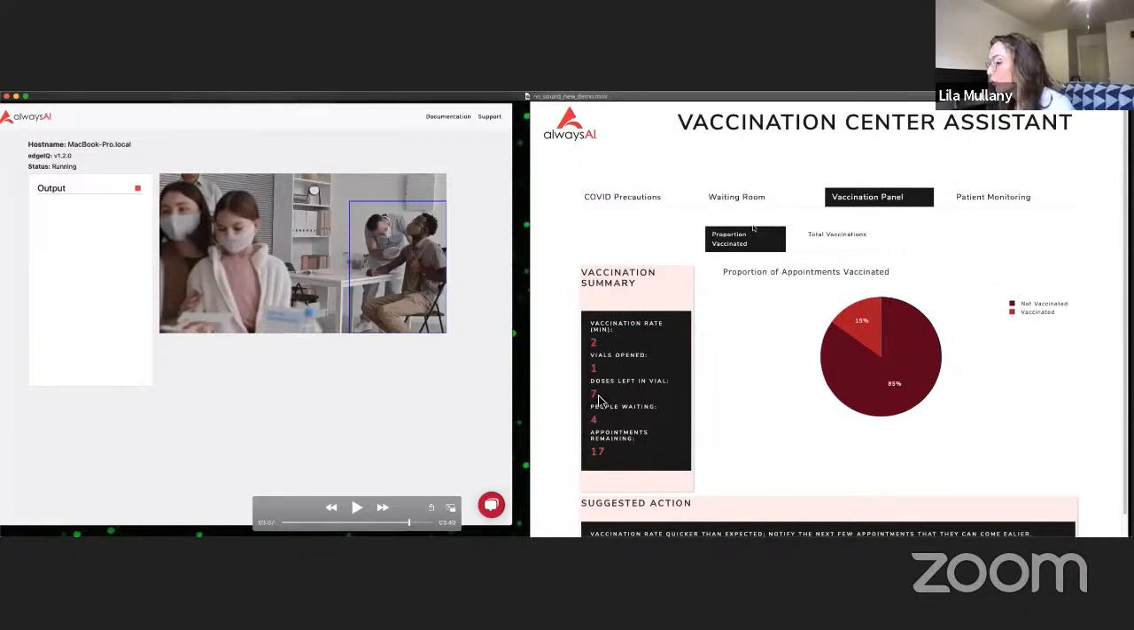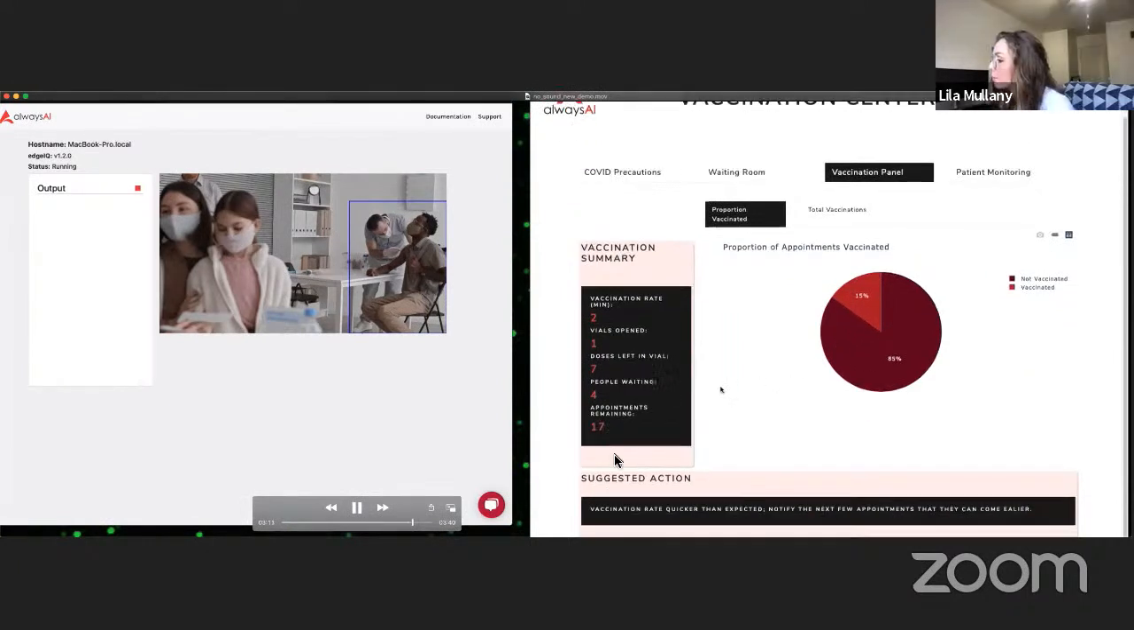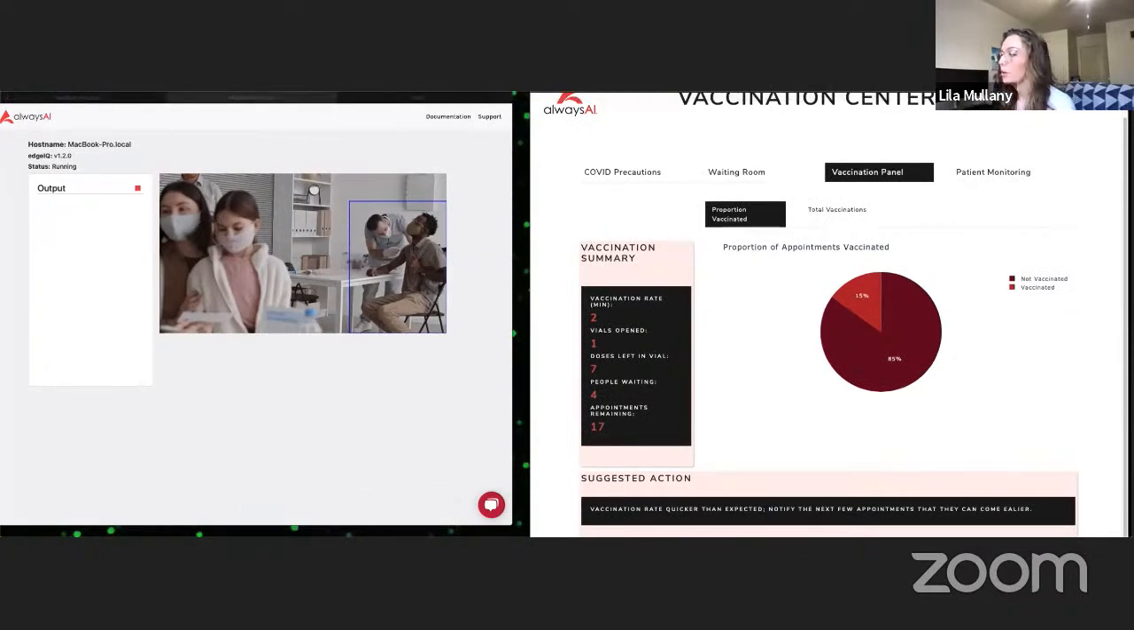So you can see that there's only 7 doses left. And I'll hover over this in a second, but you can see that that means that there have been 3 vaccinations given. There's 17 appointments remaining. The vaccination rate is still about 2 per minute. So we're a little ahead of schedule.